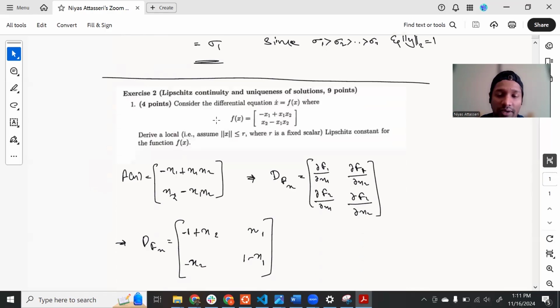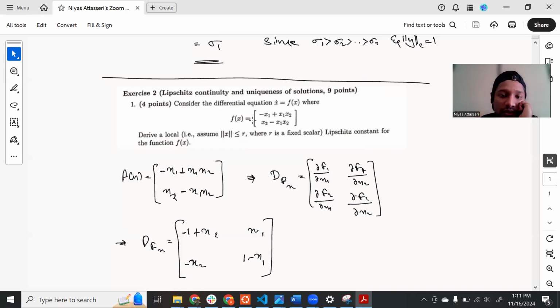Now let's go into the second question, where we have a function given with two entries, f1 and f2. So f1 is minus x1 plus x2 x1 x2, and f2 is x2 minus x1 x2. Now we are asked to find if the function is Lipschitz continuous, and the Lipschitz constant.